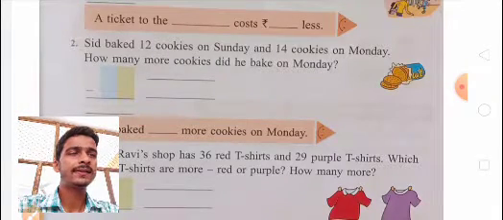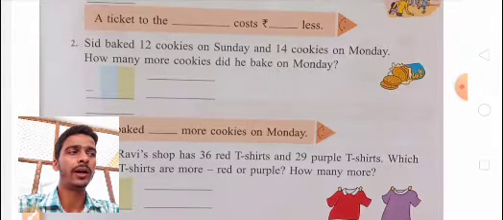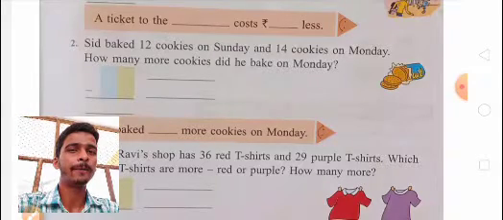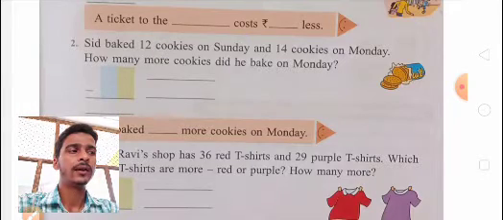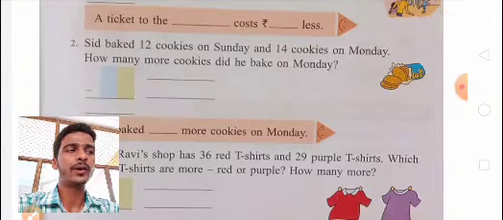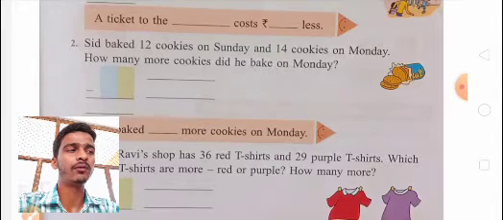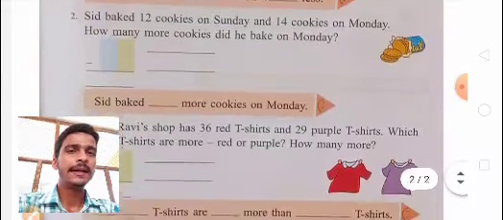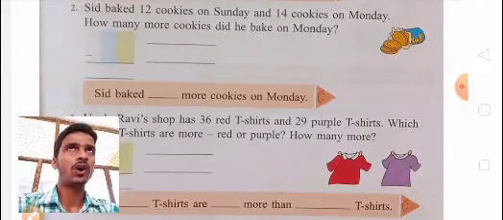So you will write 14 on the upper side and 12 on the lower side. 14 is the cookies baked on Monday, and 12 is the cookies baked on Sunday. When we subtract 2 from 4, there will be 2, and when we subtract 1 from 1, there will be 0. So there are 2 cookies. So we can write: Sid baked 2 more cookies on Monday.